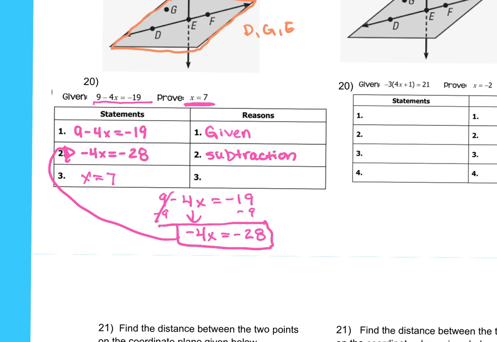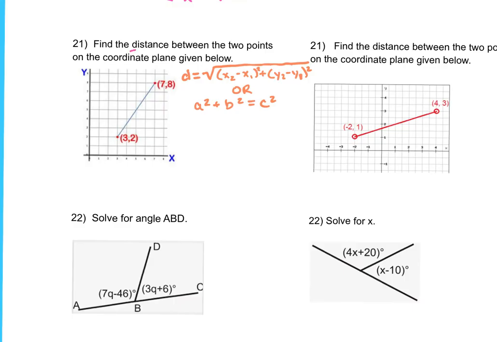All right, now we're just going to keep solving. So our last step is to divide by negative 4 so we can get that x by itself. This property right here is the division property. When we divide both sides by something, that's the division property. When we do that, we get x equals negative 28 divided by negative 4, which is positive 7. And that is our next statement, so we did it correctly. Woohoo!